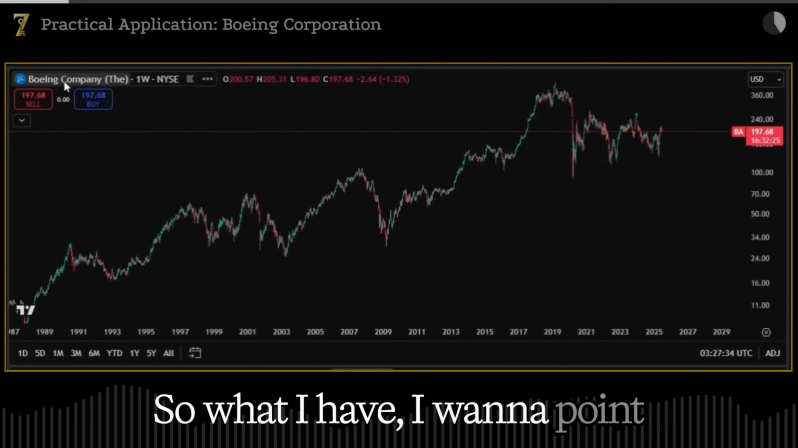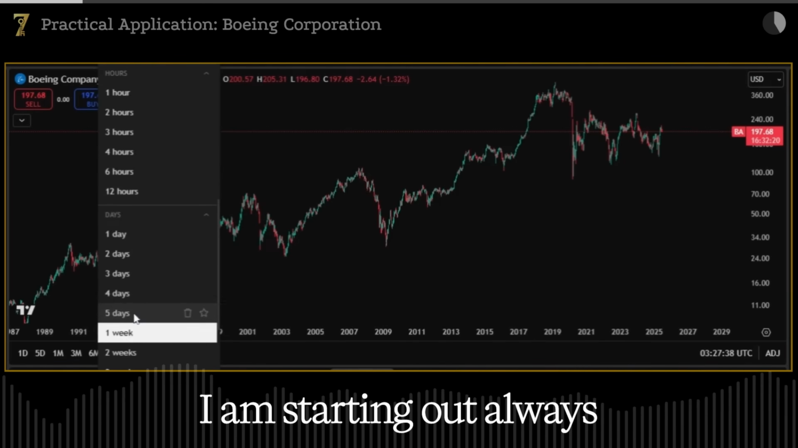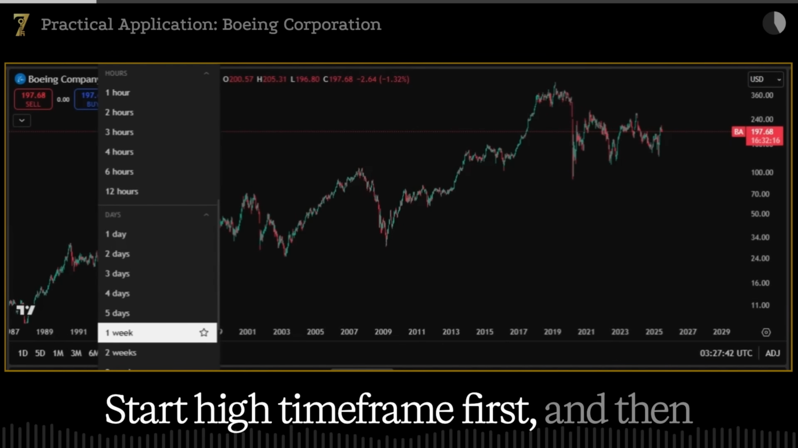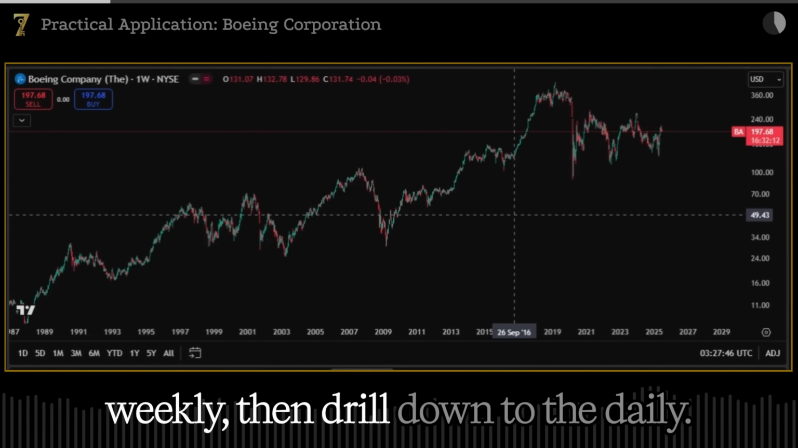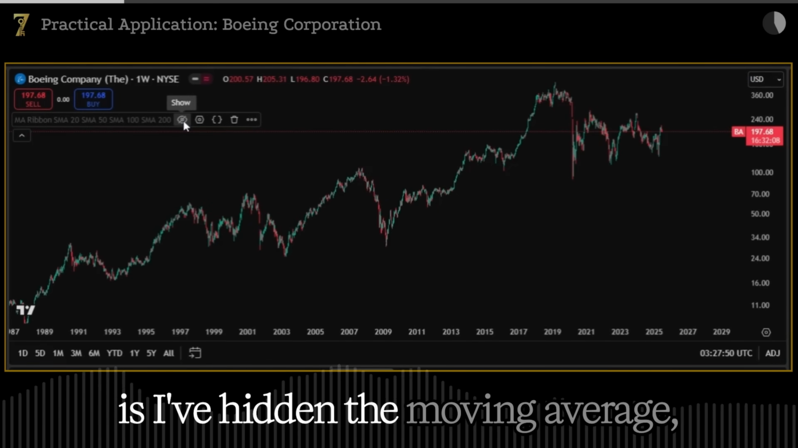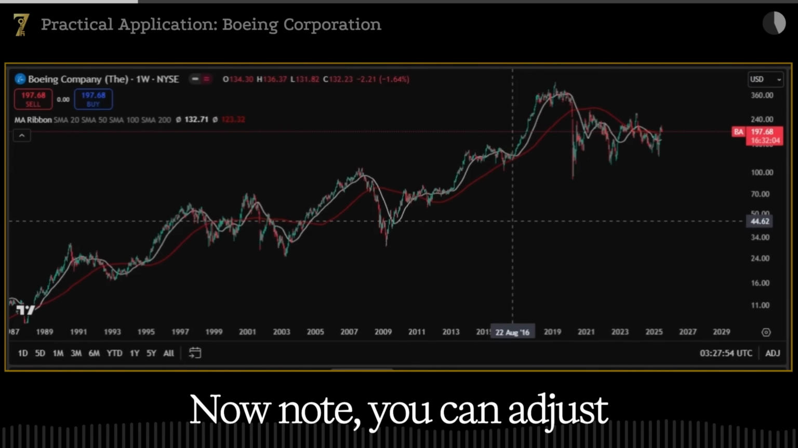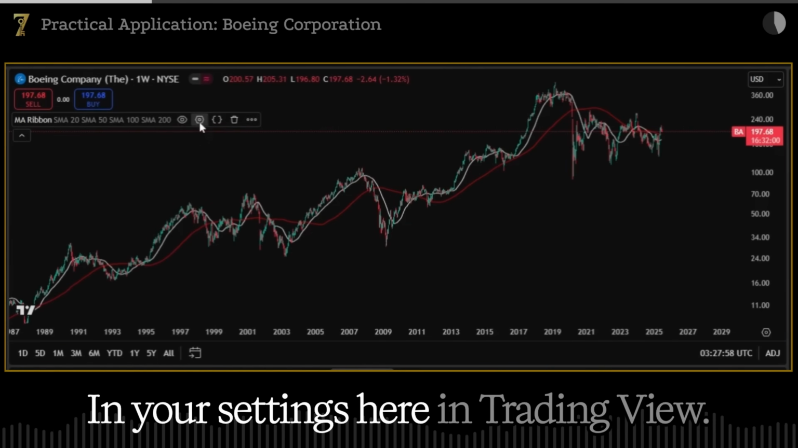So what I want to point your attention to is my time frame. I am starting out always on the weekly time frame. Start high time frame first, and then after you've studied the chart on the weekly, then drill down to the daily. And what I have done for us here is I've hidden the moving average, but I'm now going to overlay it. Now note, you can adjust this moving average ribbon in your settings here in TradingView.